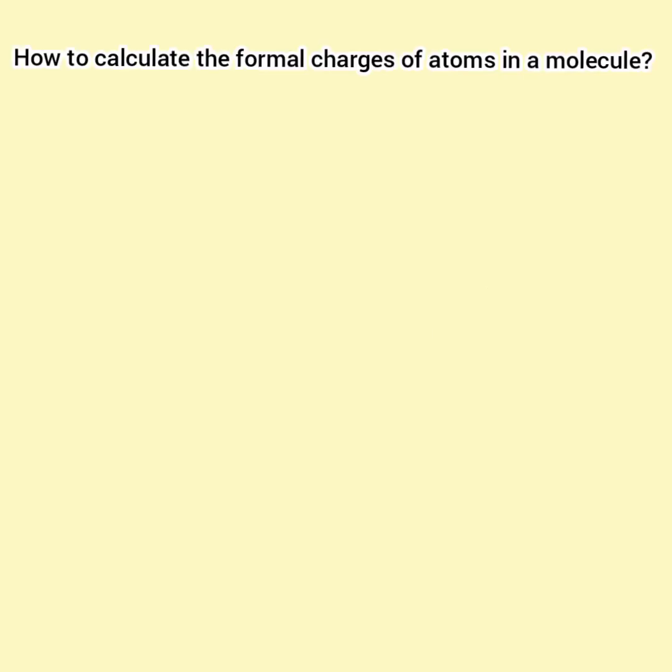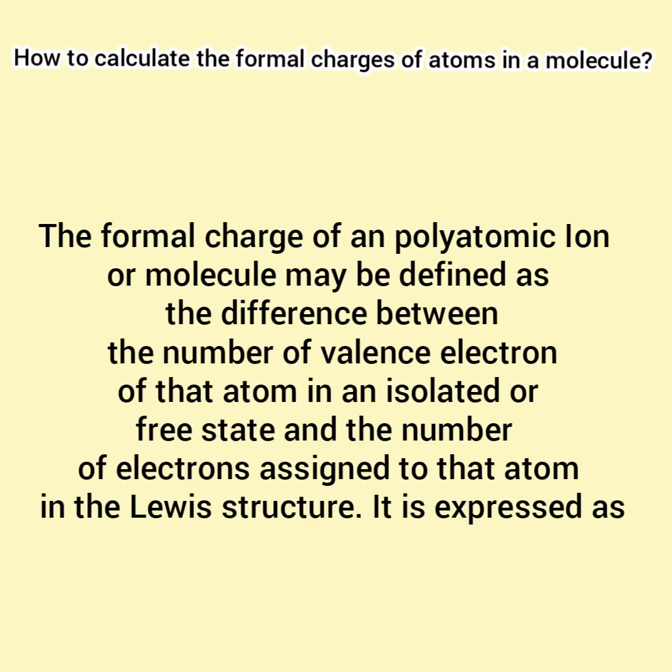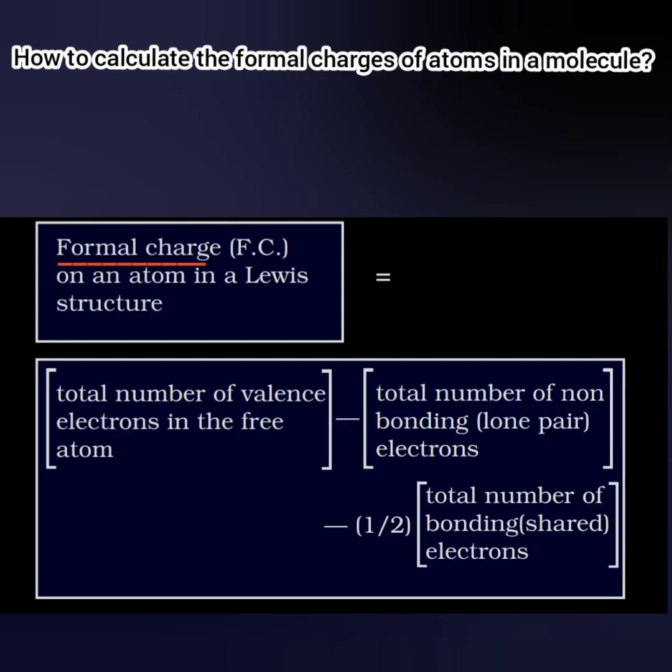How to calculate the formal charges of atoms in a molecule? The formal charge of a polyatomic ion or molecule may be defined as the difference between the number of valence electrons of that atom in an isolated or free state and the number of electrons assigned to that atom in the Lewis structure. It is expressed as formal charge equals total valence electrons minus non-bonding electrons minus half of the total number of bonding electrons.